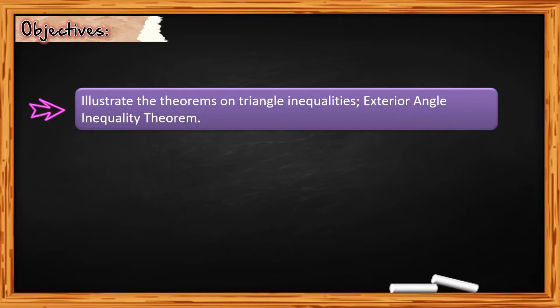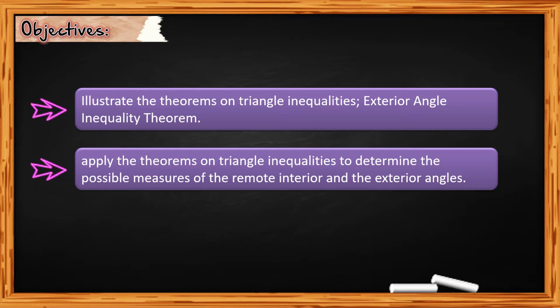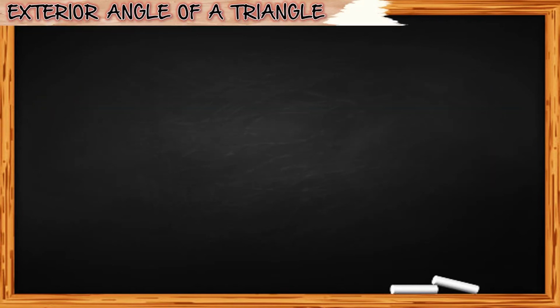At the end of this lesson, you are expected to first illustrate the theorems on triangle inequalities such as Exterior Angle Inequality Theorem. Second, apply the theorems on triangle inequalities to determine the possible measures of the remote interior and the exterior angles. Now, let's have the exterior angle of a triangle.